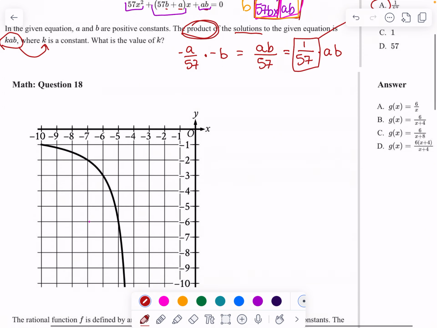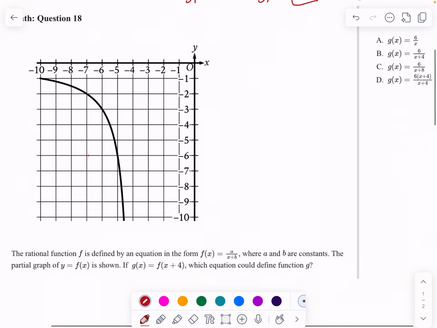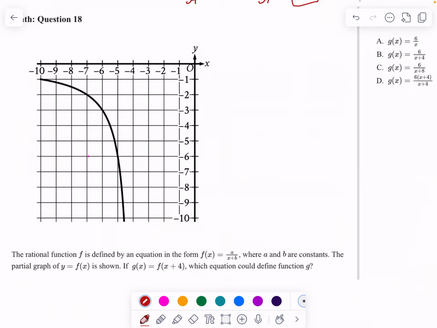Okay, number 18 is a common one. They have questions, a lot of questions like this on the SAT. They might have them, I should say. But this format is transformation notation for functions.